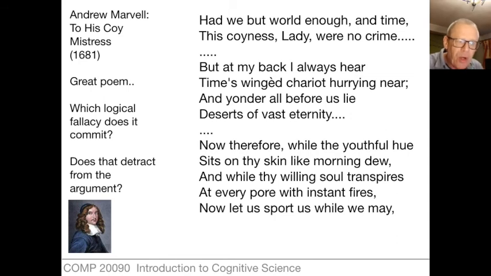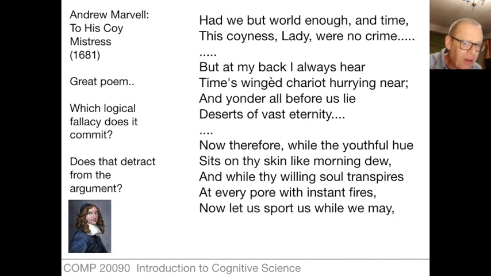Had we but world enough and time, this coyness lady were no crime. And then later. But at my back I always hear time's winged chariot hurrying near, and yonder all before us lie deserts of vast eternity. Then he reaches his conclusion. Now therefore, while the youthful hue sits on thy skin like morning dew, and while thy willing soul transpires at every pore with instant fires, now let us sport us while we may.